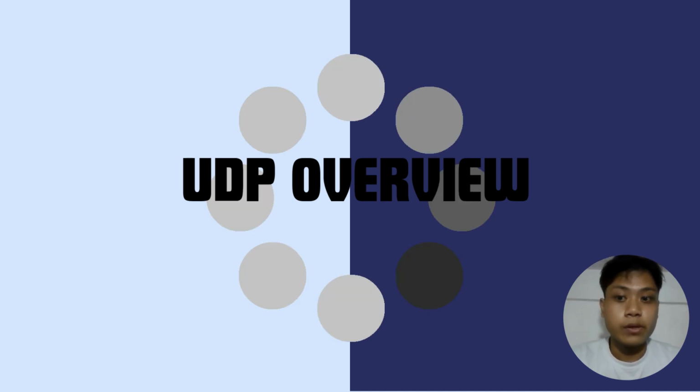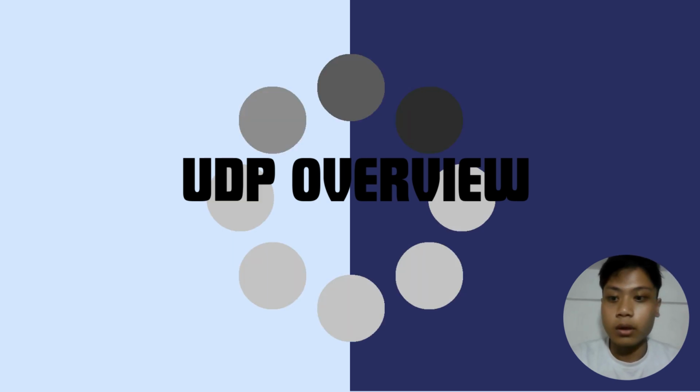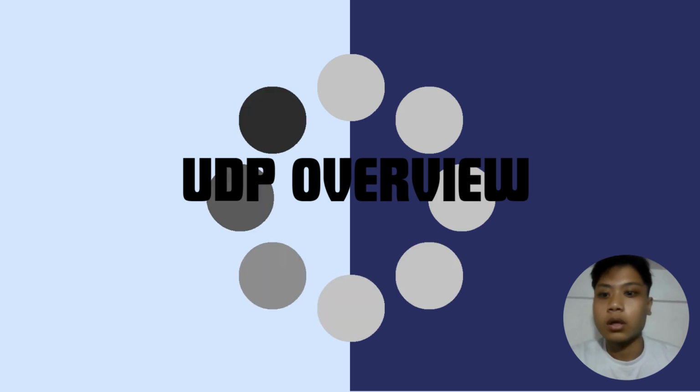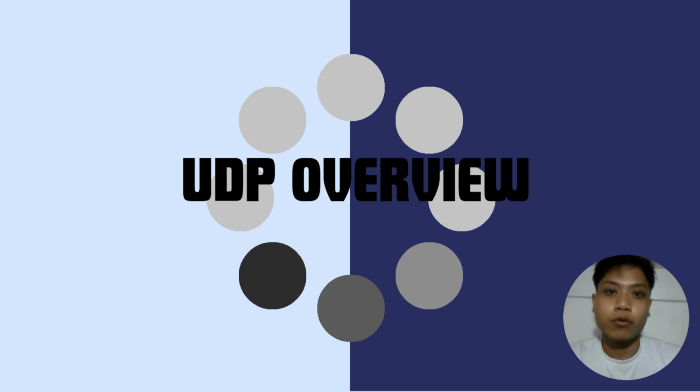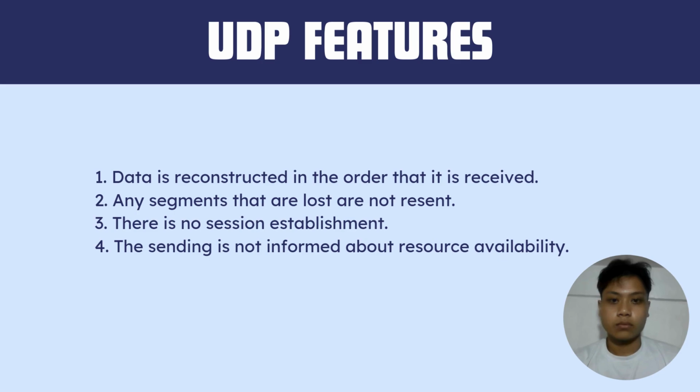Now let's move on to UDP, which stands for User Datagram Protocol. UDP is a connectionless protocol, meaning it does not establish a connection before data transfer. The features of UDP are that UDP is faster but less reliable than TCP. Second is that data is reconstructed in the order that it is received. Next is that any segments that are lost are not resent. Third is that there is no session establishment. And lastly is that the sender is not informed about resource availability.